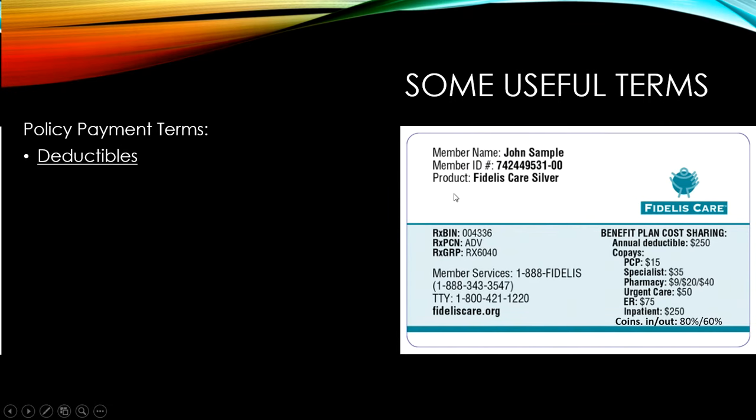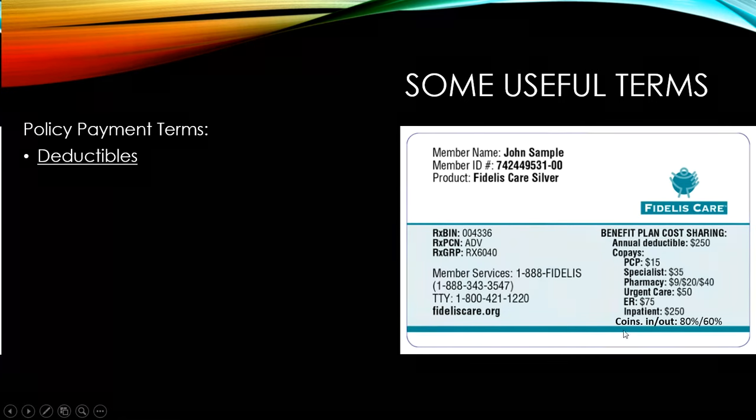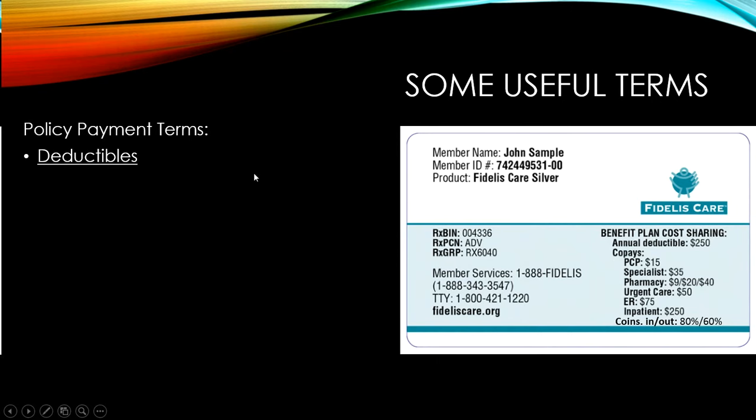Okay, so we're going to move on to learning about a few different things you'll see on your insurance card. I've pulled up a sample insurance card. I'm not exactly sure if this is actually a company or not, but there's some things on here that you might see on your own health insurance card. Deductible, co-pays, and co-insurance. So let's figure out those things.